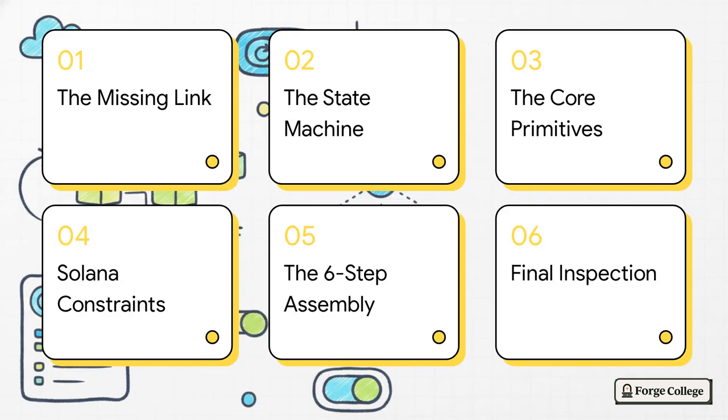So here is our game plan for today. We'll be navigating through 5 key zones. First, the missing link. Then, the state machine, followed by the core primitives. After that, we'll look at Solana constraints. And finally, we'll wrap up with the 6-step assembly.